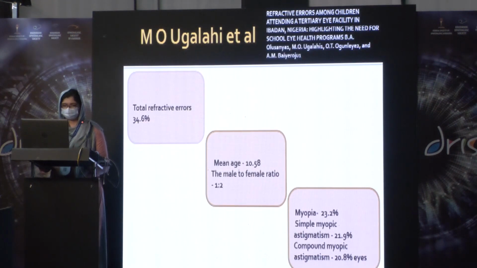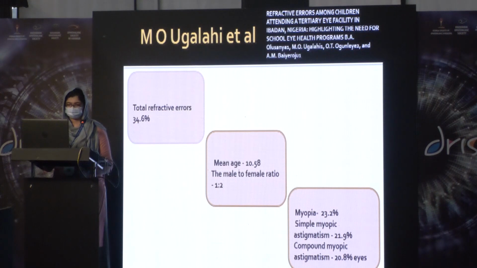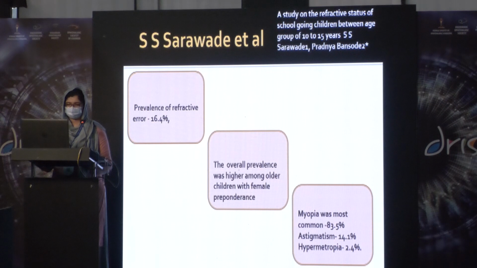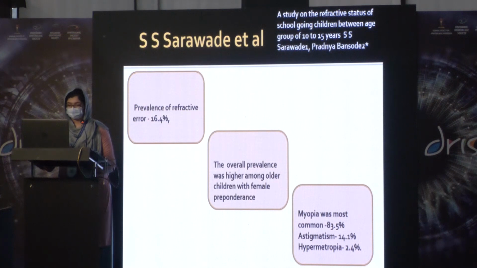In a study done by M. O. Ogulahi et al., the total refractive errors was 34.6%, mean age was 10.58, male to female ratio was 1:2, myopia was 23.2%, simple myopic astigmatism was 21.9%, and compound myopic 20.8%. In another study done by Charavade et al., the prevalence of refractive errors was 16.4%. The overall prevalence was higher among older children with female preponderance, and myopia was most common with 83.5%, followed by astigmatism and hypermetropia.